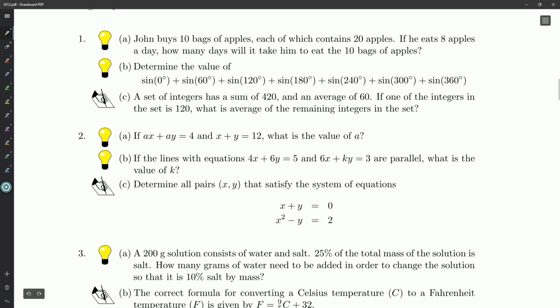Welcome back indeed. We're looking at question 2 as we continue the 2012 Euclid paper that we started in the last video. So we got two light bulbs and a full written solution question, just like in question number 1. So A, if ax plus ay is 4 and x plus y is 12, what's the value of a?